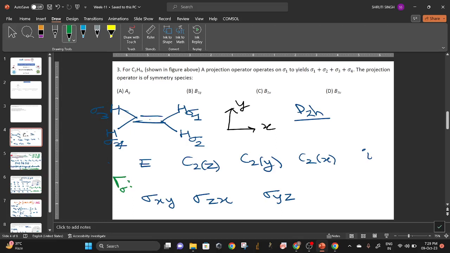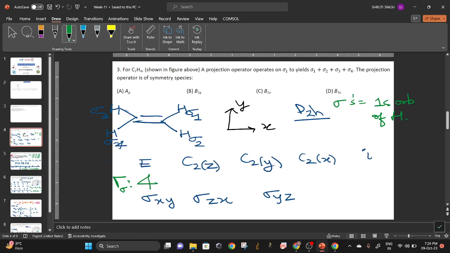Now we are considering these sigmas as one entity. What are these sigmas? They are the s orbitals of hydrogen. Now under identity, what will happen to these sigmas? Nothing will change, so every character will be 1. So the sum of the characters will be 4.